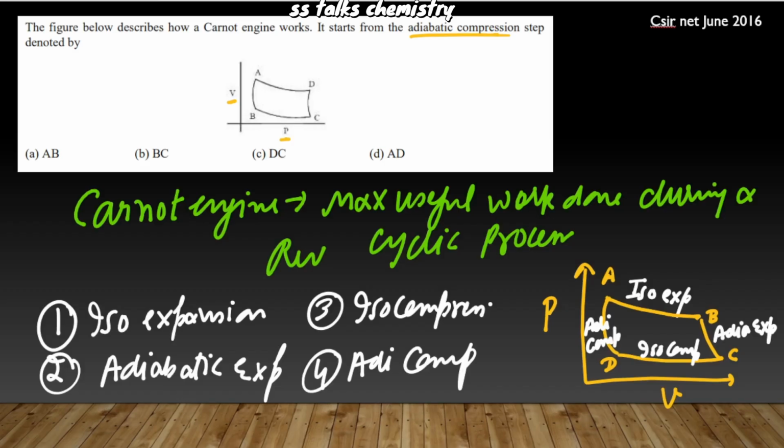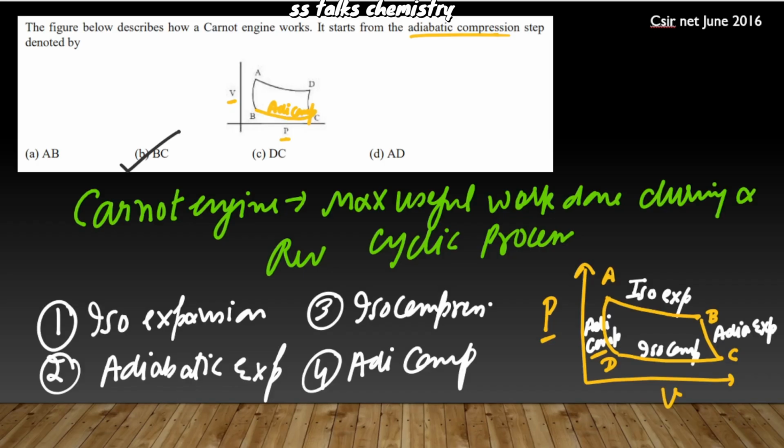So here, close to the P axis, we are having the step of the adiabatic compression. So close to the P, the curve we are having, that is from B to C, only denotes the adiabatic compression. Okay, so it is B to C which is being shown. So option B is the right answer in this case. I hope it's clear. Now moving on to our next question.